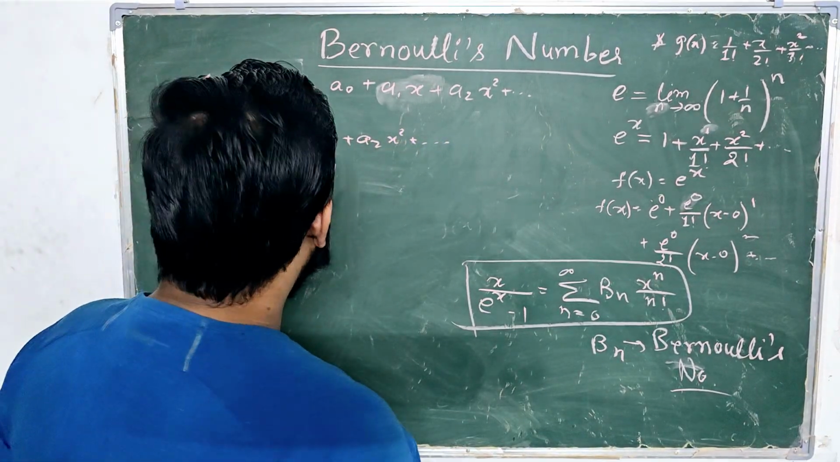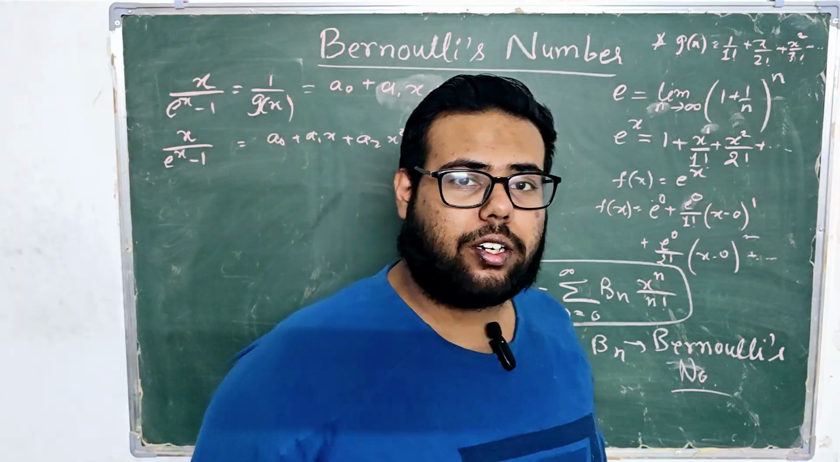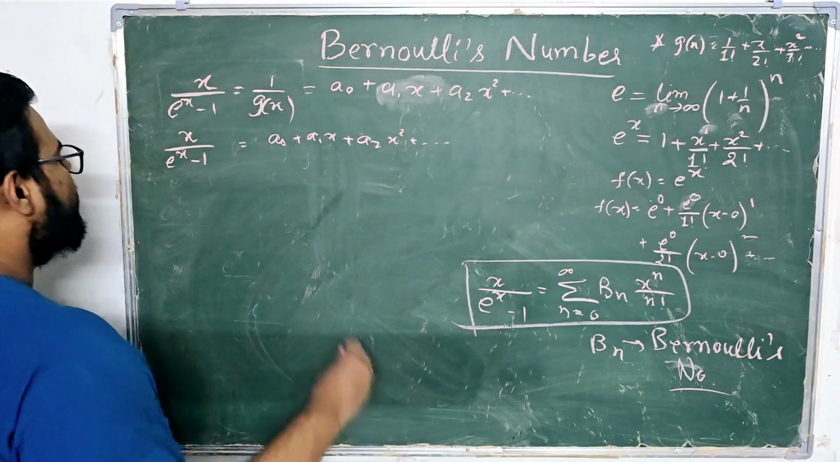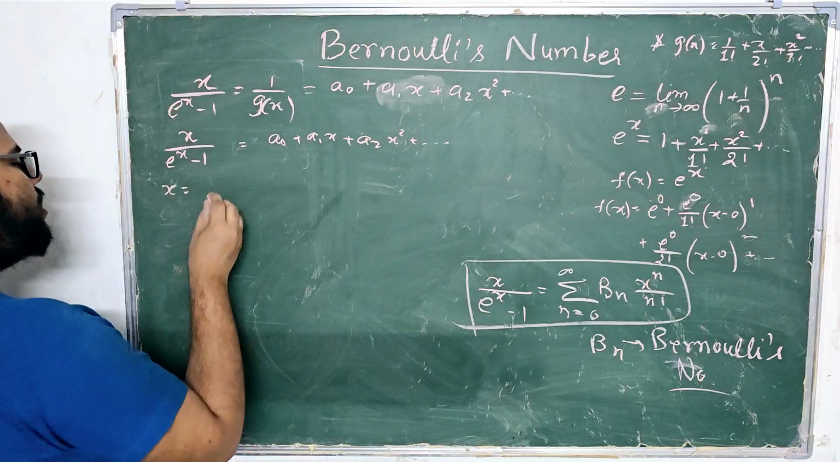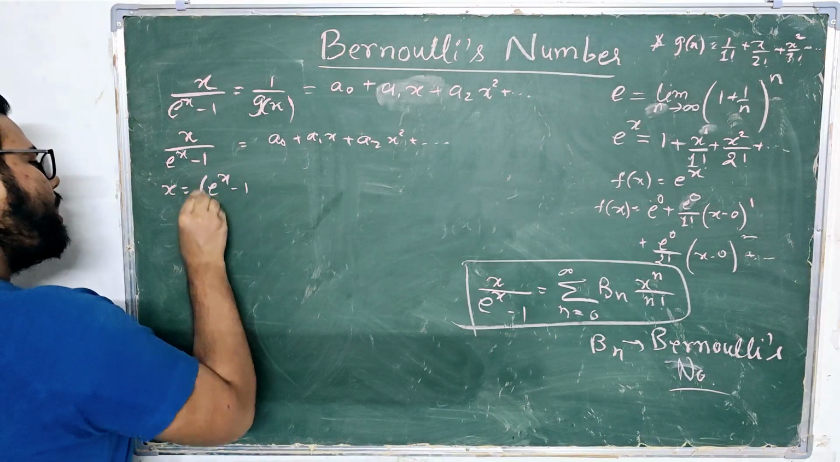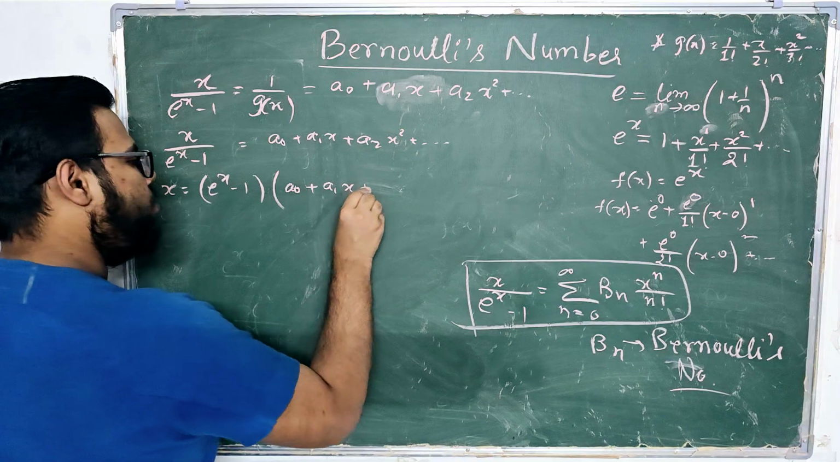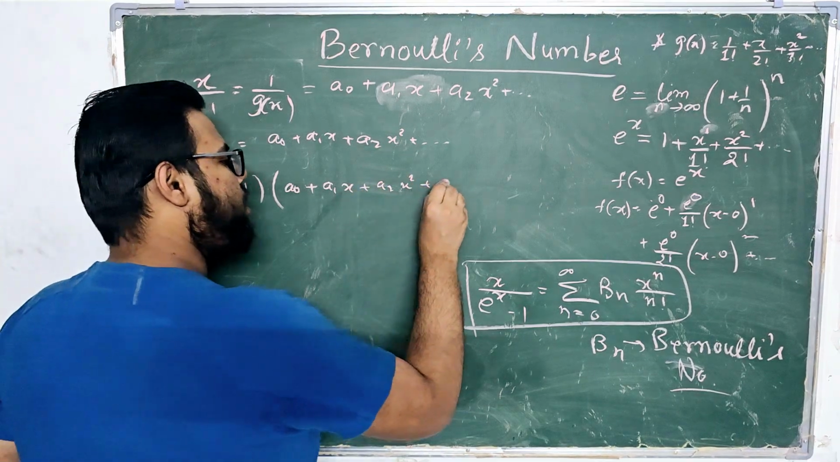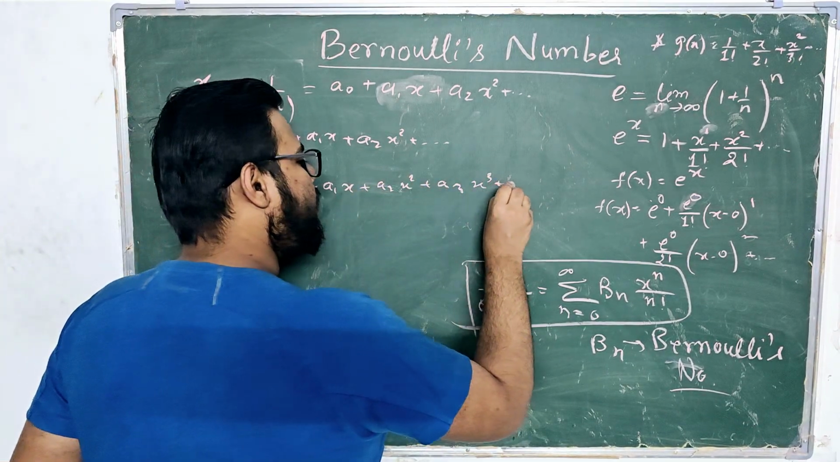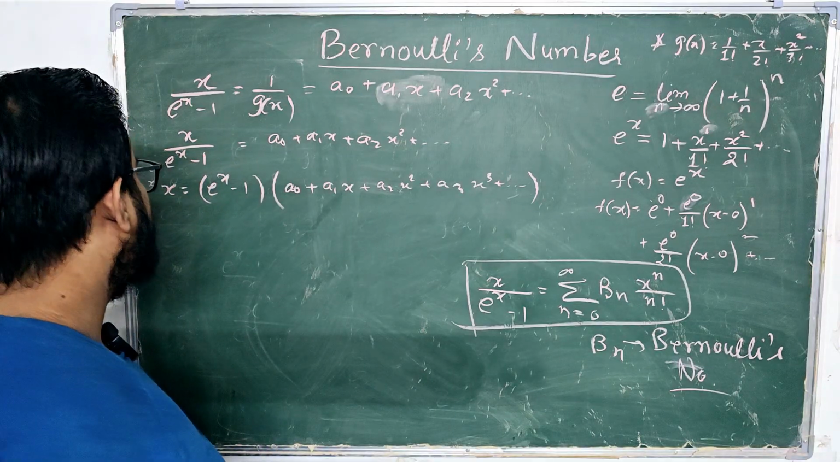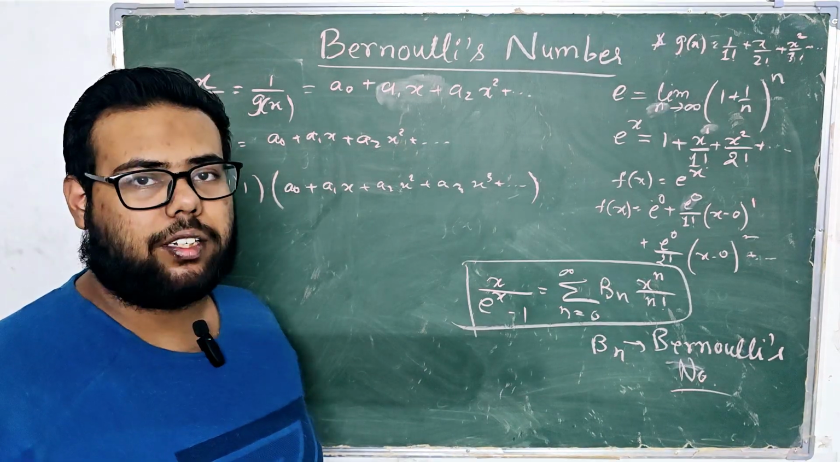Correct? Now from here we'll be solving for a naught, a1, a2 and so on and so forth. Okay, so we have x is e raised to power x minus 1 times the quantity a naught plus a1 x plus a2 x square plus a3 x cube and so on till infinity. And now let's write the Maclaurin series for e raised to power x minus 1.